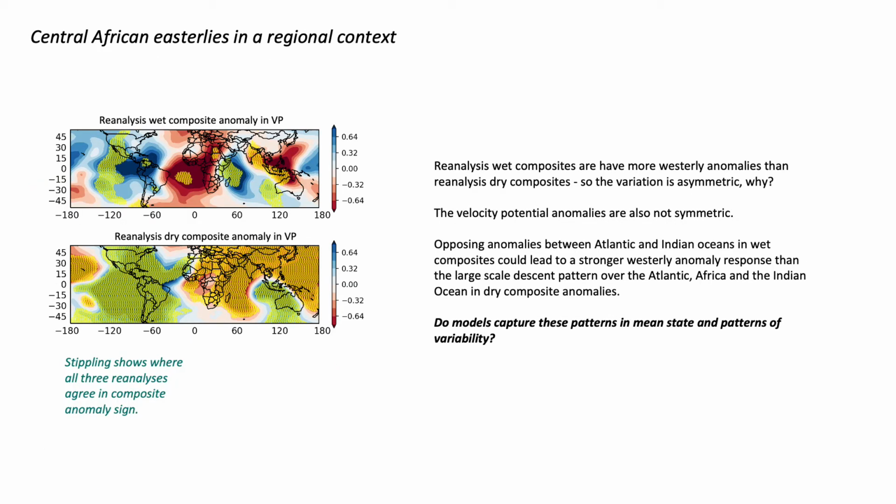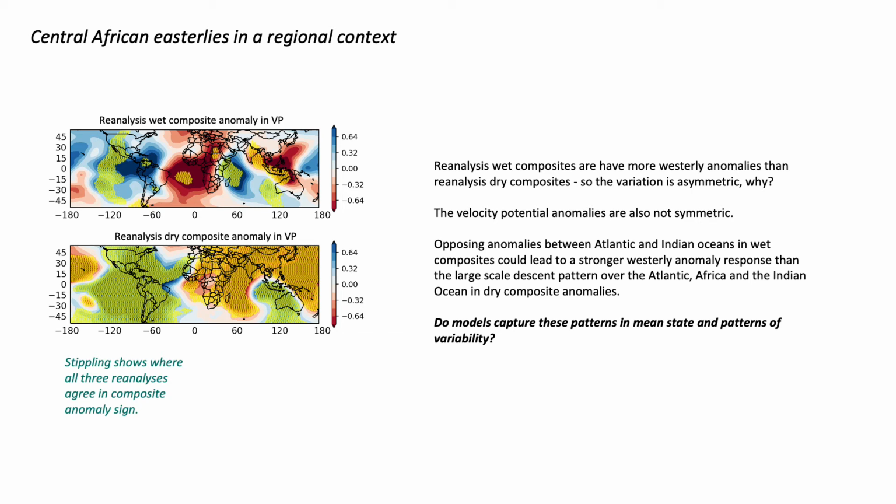And then looking at how this background state varies, these are wet and dry composites using Kenyan rainfall for velocity potential again. The top is the wet composite anomaly for the three reanalyses, so yellow is where they all agree in their sign. The velocity potential anomaly in this case is kind of a dipole between the Indian and Atlantic Ocean. However, in the dry composite, it's mostly just a descent anomaly over the Western Indian Ocean, Africa, and the Atlantic.